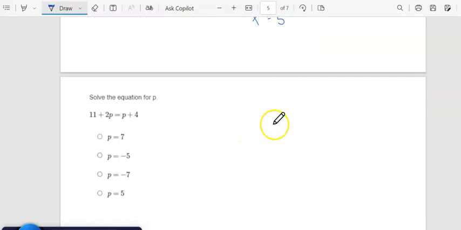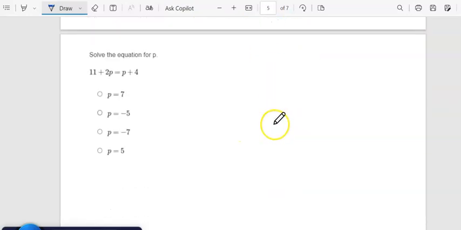All right, we'll do the next one. And again, you could use a calculator if you're comfortable with that. Just make sure the variable that you're putting in is x. These other letters will not work. All right, 11 plus 2p is equal to p plus 4.